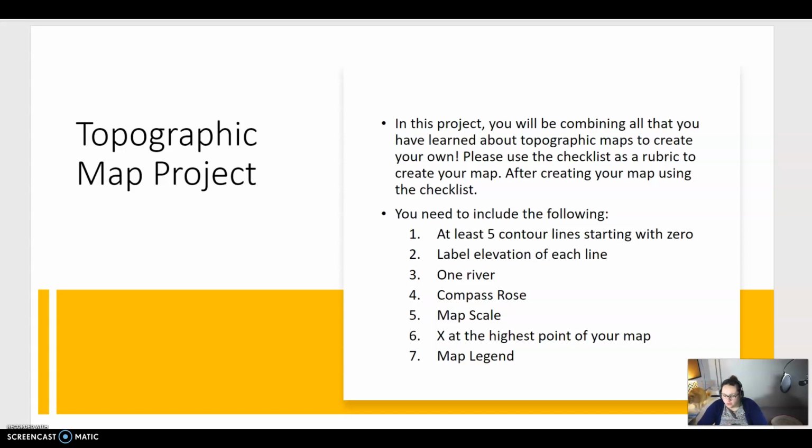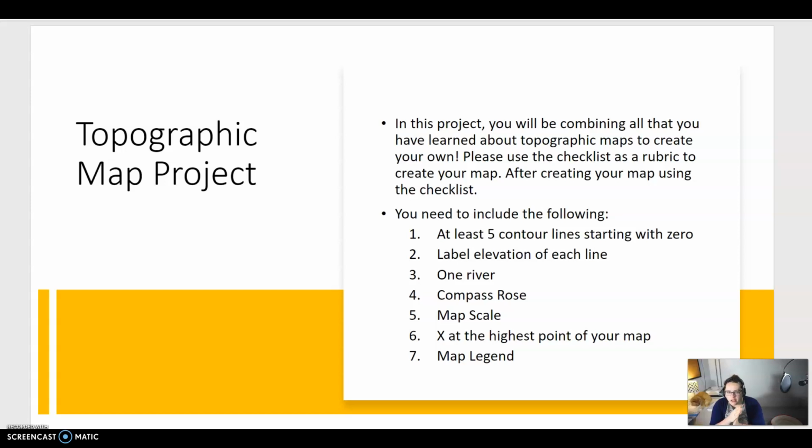All right, so the directions for your topographic map project. In this project, you're going to be combining everything that we've gone over, everything we've learned about topographic maps, and you're going to create your own. I've set up a checklist as a rubric to create your map so you know exactly what I expect and what you need to do. So use the checklist on the project. It should be in your course under topographic maps, the section labeled topographic maps.